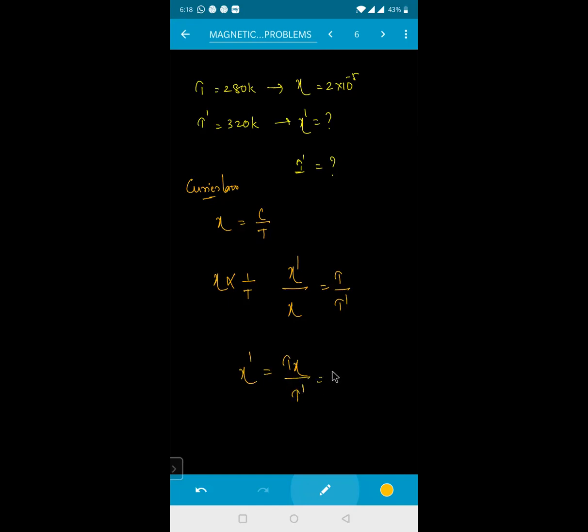T is 280, into susceptibility 2 into 10 to the power of minus 5, divided by T dash. The T dash value is 320 Kelvin. This will get cancelled. So what will this be equal to?